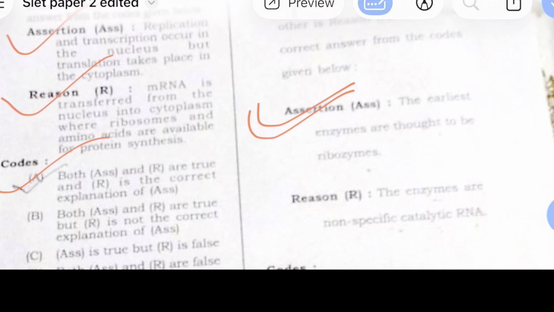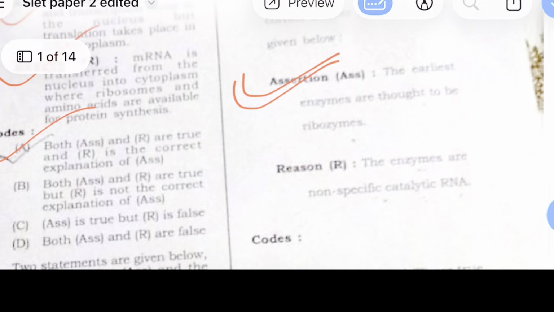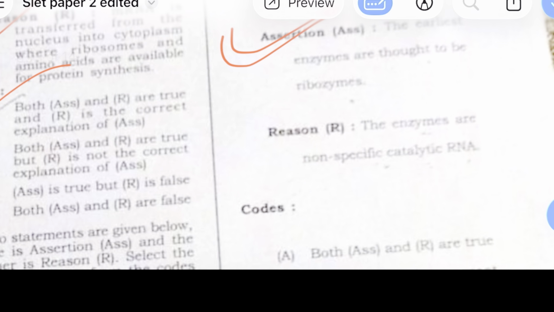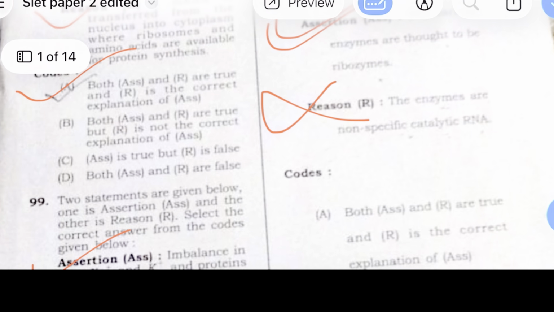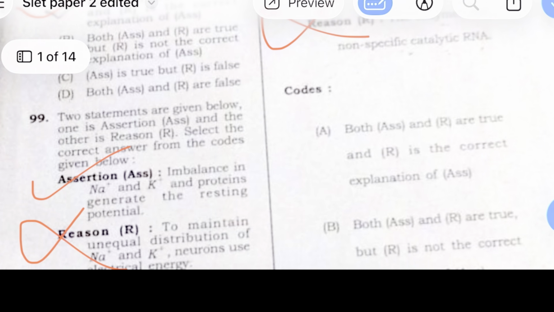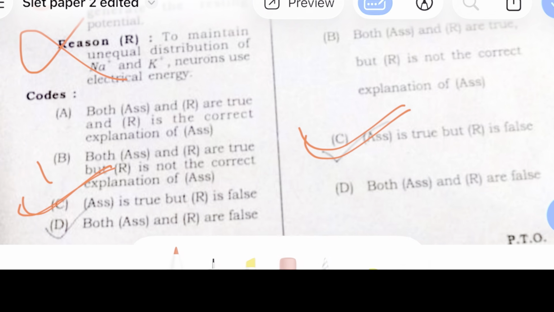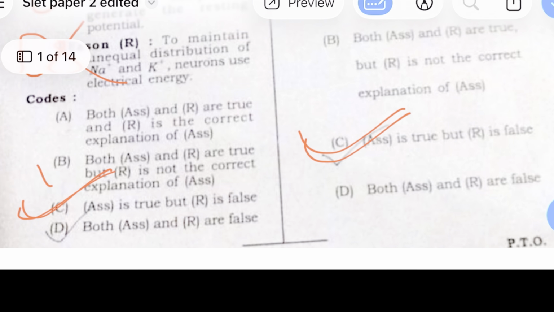The next question is from evolution. The earliest enzymes are ribozymes. Yes, it is true. The enzymes are non-specific catalytic RNA. No, it is specific proteins. Enzymes are generally proteins. So reason is false. Assertion is true. So your correct option will be option number C. So now let's come to the next question. I hope you are getting an idea how to solve assertion reason questions.